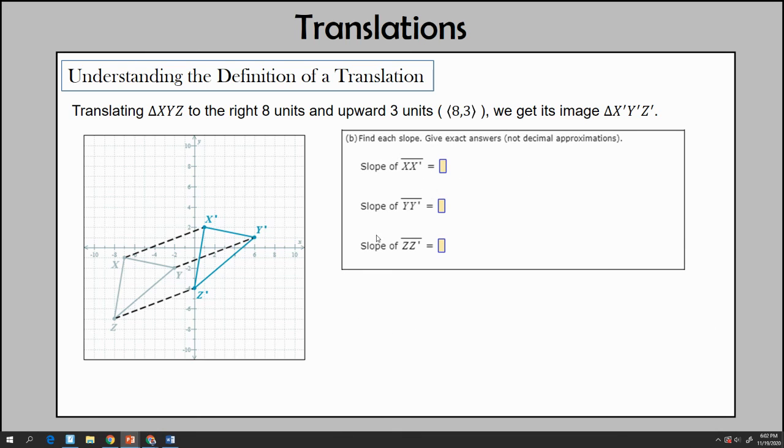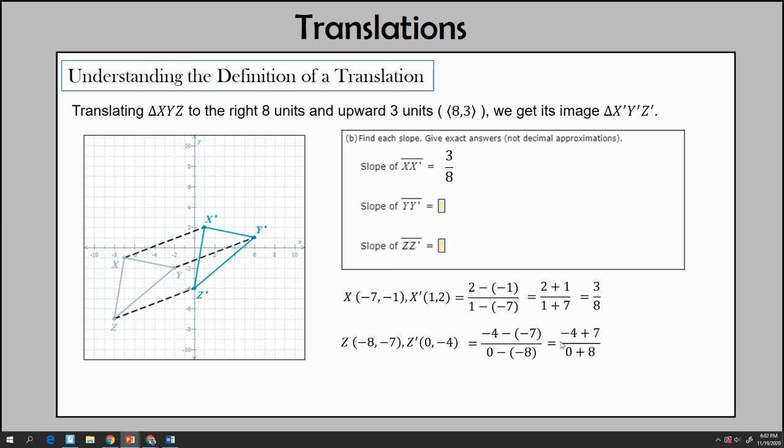Okay. Second question. What's the slope of these lines? Well, what's the slope of X to X prime? Now we could just count, right? Well, I did it fancy here. I took X and X prime, the difference in the y's over the difference in the x's, and that gave me 3 over 8. Okay, Z to Z prime. I took the coordinates, did the difference in the y's over the difference in the x's, and I got 3 over 8 again. And then Y to Y prime, difference in the y's over difference in the x's, and lo and behold, I get 3 over 8 again.